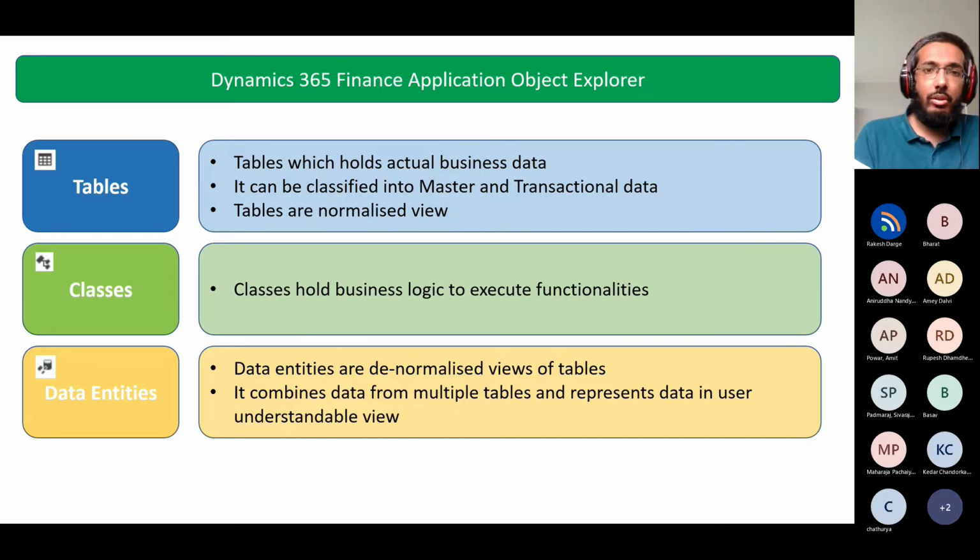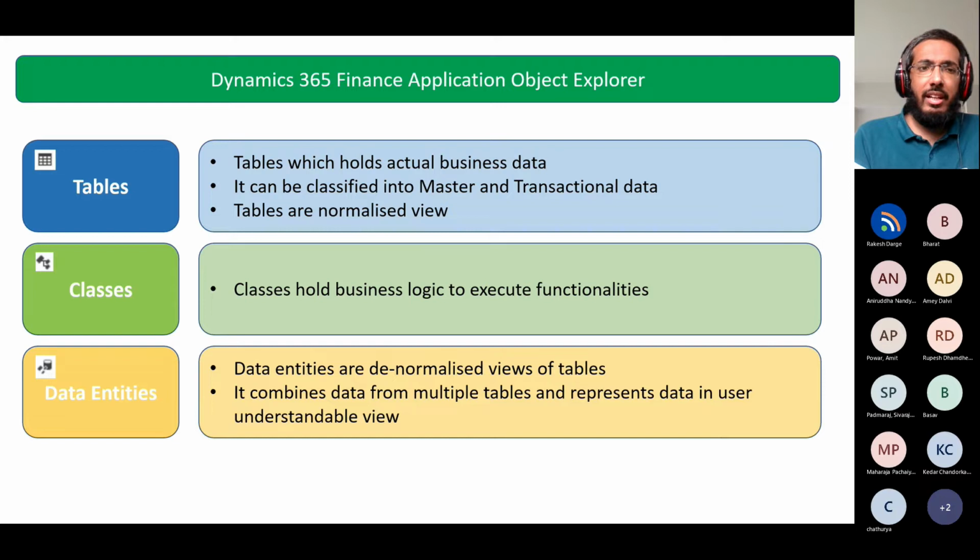So if you look at the FNO AOT, Application Object Explorer, it has a lot of components, a lot of technical objects which you can go through. But we will be focusing more on the three major objects that will drive the entire system. The first one is known as tables. What are tables? Tables are nothing but a container which holds the actual business data.